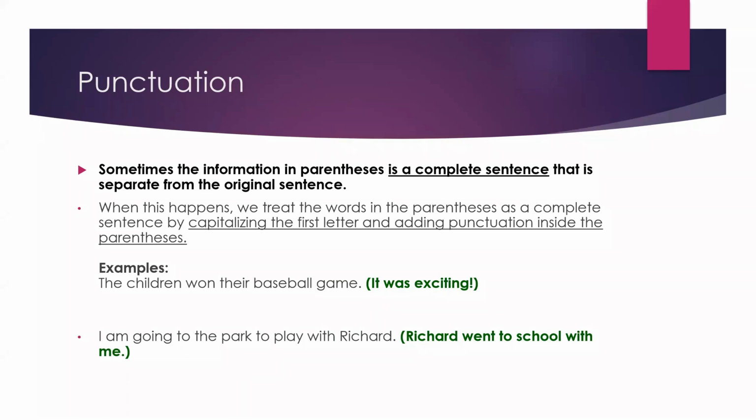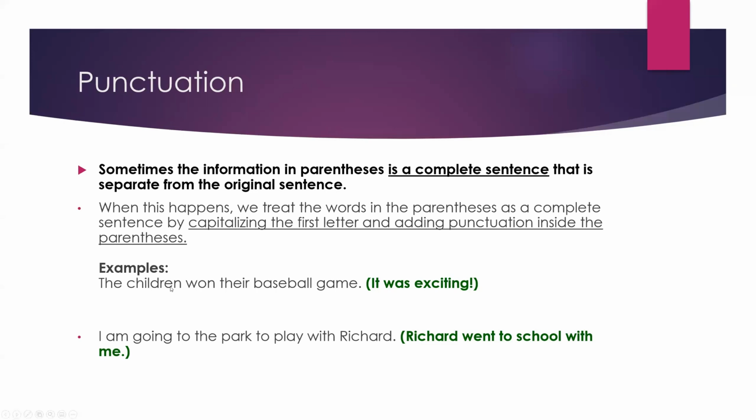So on the other hand, sometimes the information in the parentheses is a complete sentence on its own, okay? Separate from the original sentence. If that happens, we treat the words in the parentheses as a complete sentence by capitalizing the first letter and adding punctuation inside the parentheses, okay? Now the condition again is, is it a complete sentence and separate, independent from the previous one? If the conditions are met, then you can add the punctuation within the parentheses themselves, okay? Within the parentheses.